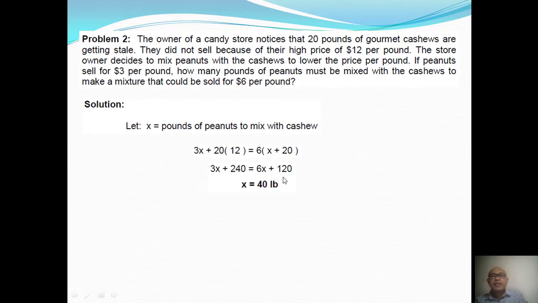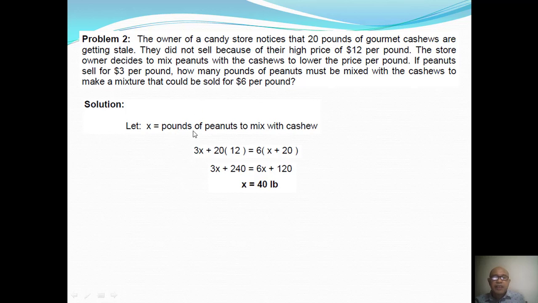Okay? So we have here, let X equal the number of pounds of peanuts to be mixed with the cashews. So, in solving problems involving mixture in which we are given the price of the commodity, the price serves as the concentration. So, what are we going to mix here? 20 pounds of cashews mixed with peanuts. And we have here the price or the cost, which we will use as the concentration.